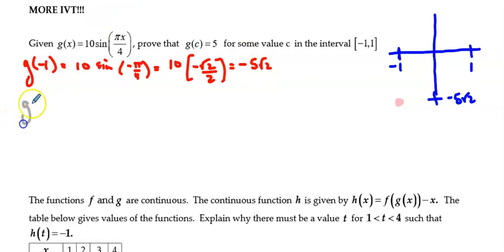And we're going to now do g of 1. Okay, g of 1. And that's going to be 10 sine of, and we're going to plug in 1 here, right? So it's just going to be pi over 4.